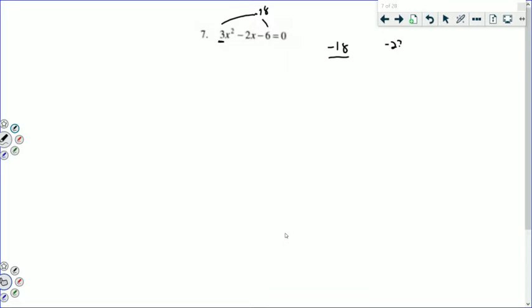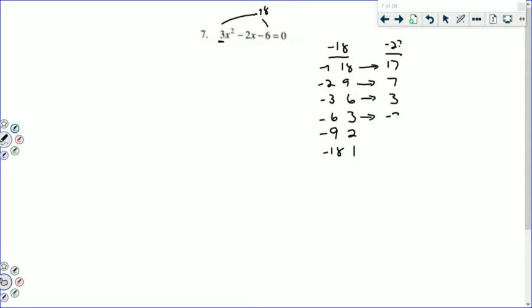All right, so let's make a list. Negative 1, 18, negative 2, 9, negative 3, 6, negative 6, 3, negative 9, 2, and negative 18 and 1. So we're hoping that any of these add up to be negative 2. Negative 1 and 18 is 17. Negative 2 and 9 is 7. Negative 3 and 6 is 3. Negative 6 and 3 is negative 3. Negative 9 and 2 is negative 7. Negative 18 and 1 is negative 17.